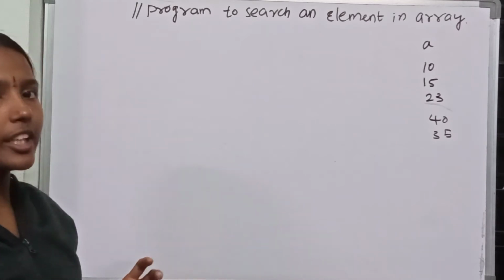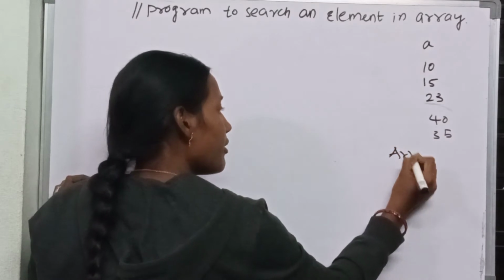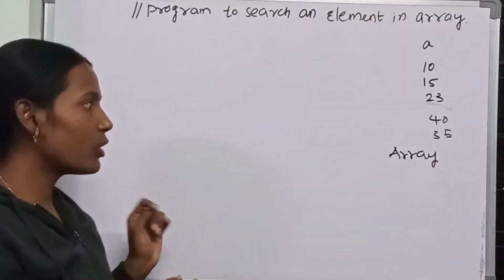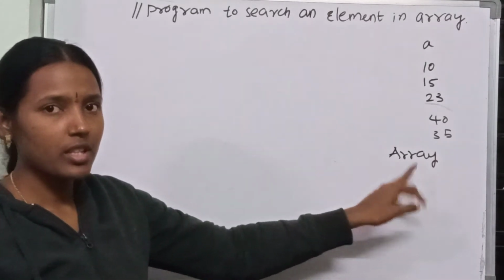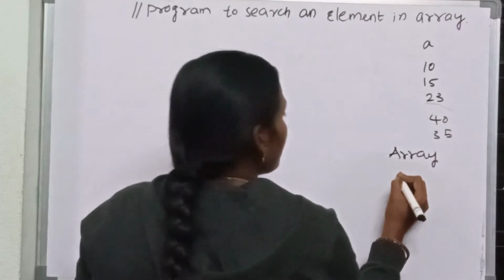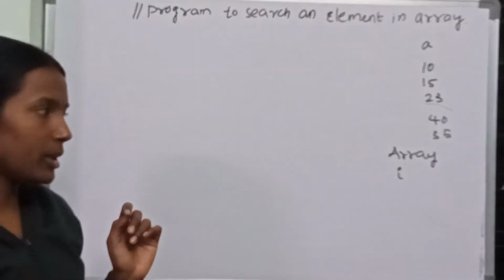So what do we need? We need an array variable. First, every program's input needs to be understood. First we need an array, and for the array we need to use a for loop. If we are writing a for loop, we need a variable I.